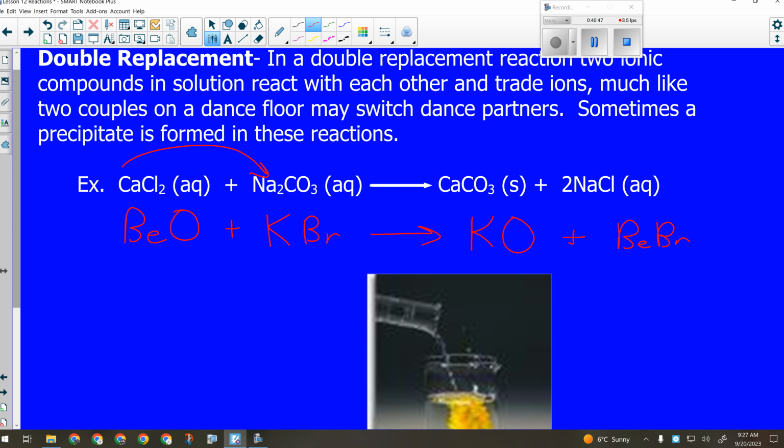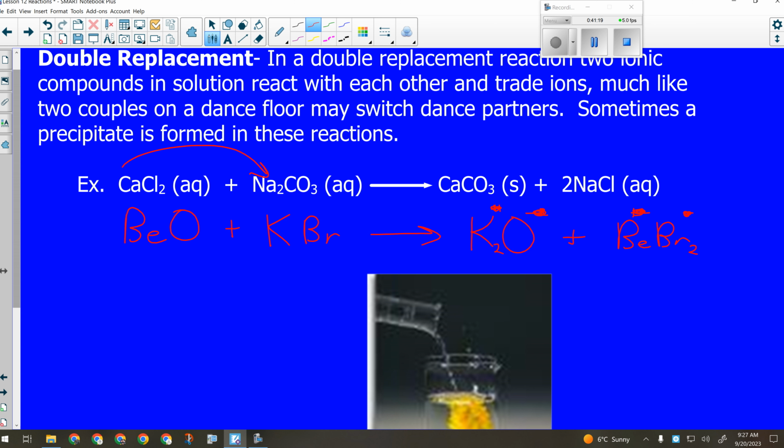I already hear rumblings. That's good. What's wrong with those two? Not balanced. Not that the reaction's not balanced, it's also not balanced, but those two compounds have not been dropped and swapped. If I just made two new ionic compounds, I better make them right. This is a minus two, this is a plus one, so that's K2O. This is a plus two, this is a minus one, so this is BeBr2.